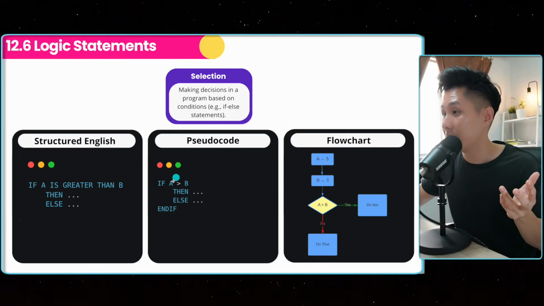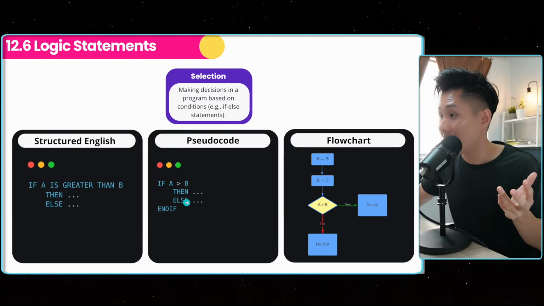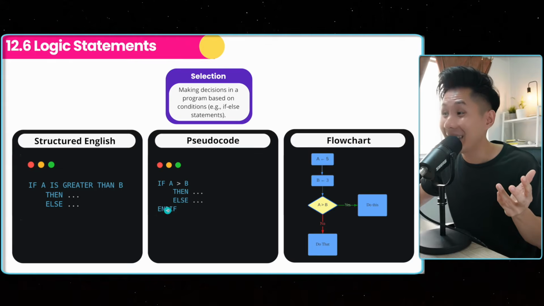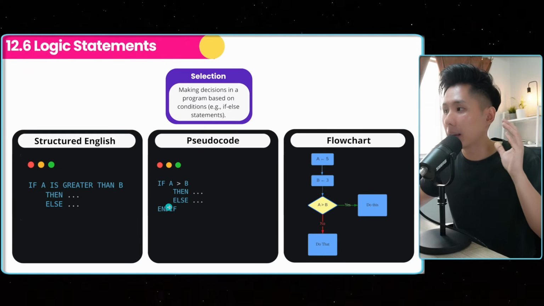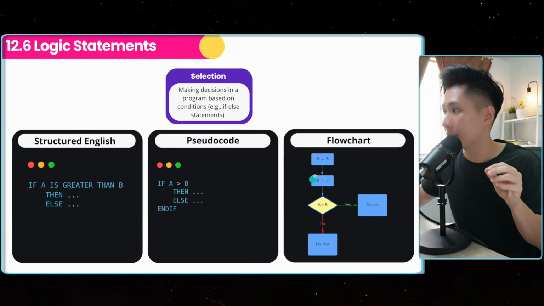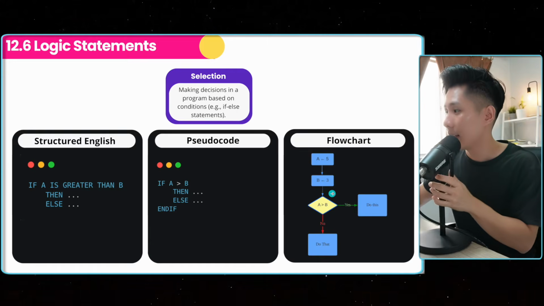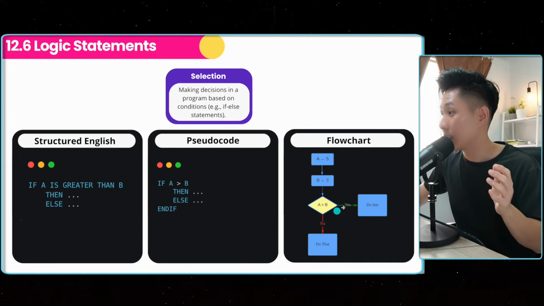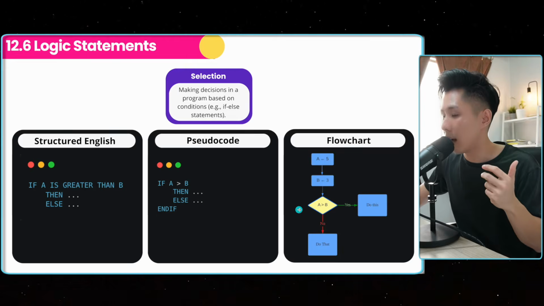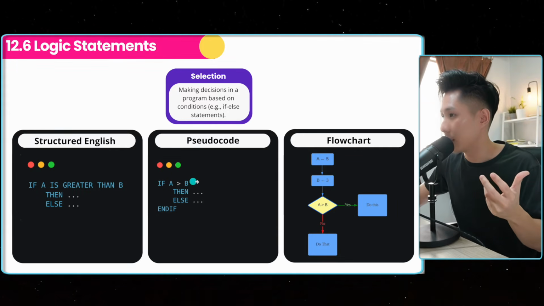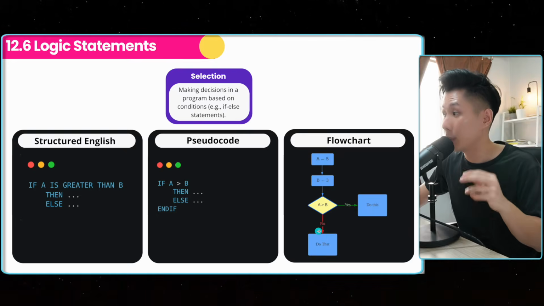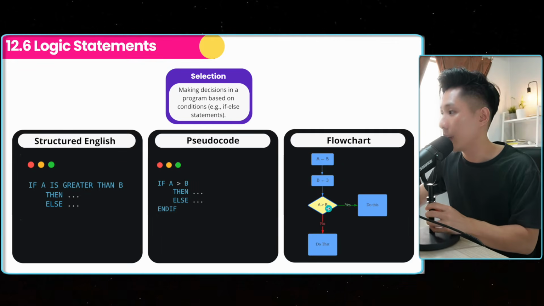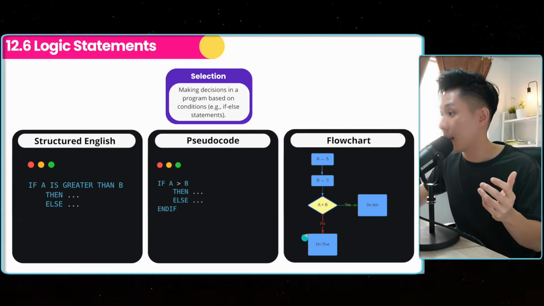If A equal to B, this is the condition. You have to have a then keyword and an else keyword, followed by an end if keyword to end the selection. And as for flowchart, we are going to introduce a new symbol, which is this diamond. This diamond is where we put our condition, A equal to B, like here, followed by two arrows that lead to two different paths. If A is greater than B, you do this, otherwise you do that.